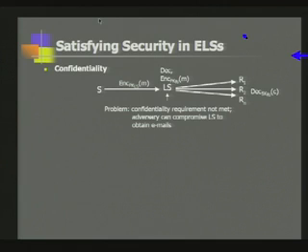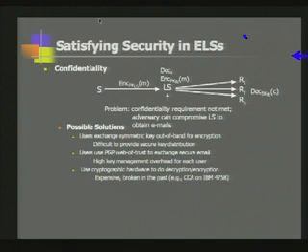We have two problems. First, the confidentiality requirement is not met because the list server now can read the email contents. And secondly, an adversary can now compromise the list server to get access to all the emails that the list server maintains. That is, there's a high trust liability. So what are some approaches to solve this problem?